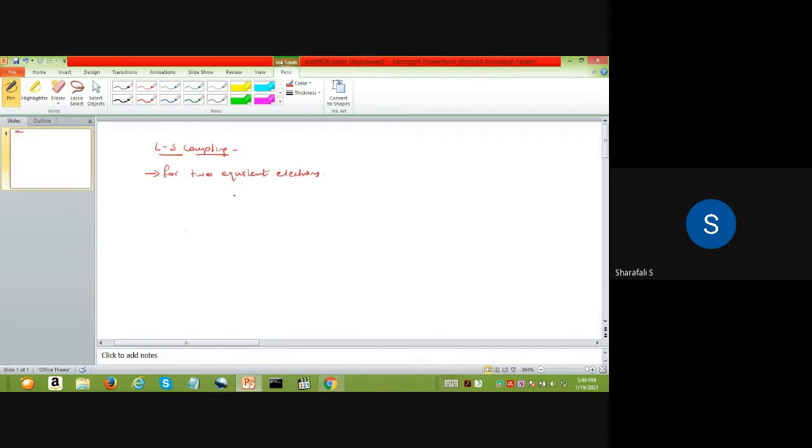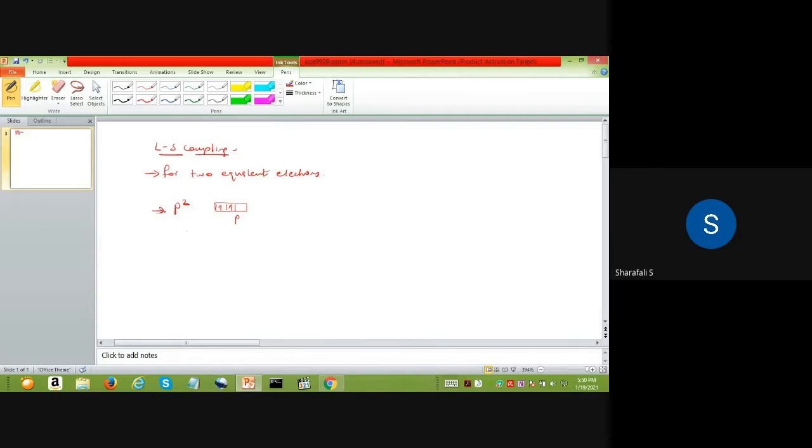If you have two equivalent electrons, it means that they are in the same orbit. For example, P2. P2 means two electrons in that P orbit. You can have two electrons in the same orbit; the spin can be up or down. So there are two electrons in the same P, which is why they are called equivalent electrons.